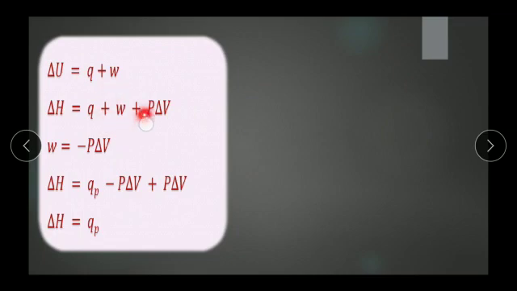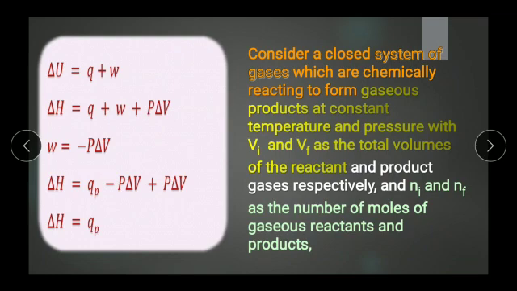We already know W is equal to minus P del V. We substitute that also. We get del H is equal to QP minus P del V plus P del V. Both get cancelled, minus P del V and plus P del V. Then we get del H as QP. What is QP? QP is the heat absorbed at constant pressure and is considered as heat content. It is named heat content.